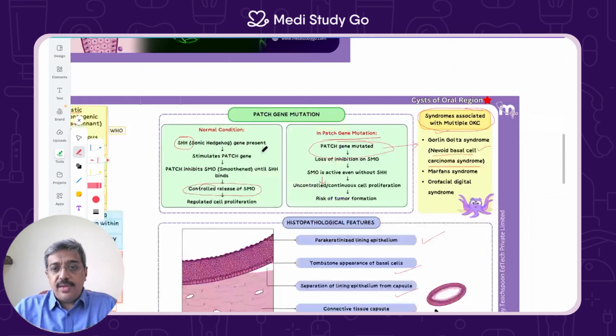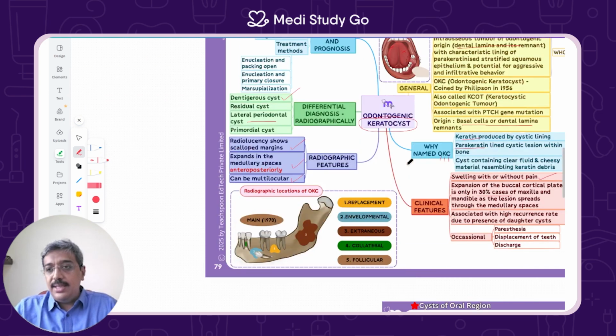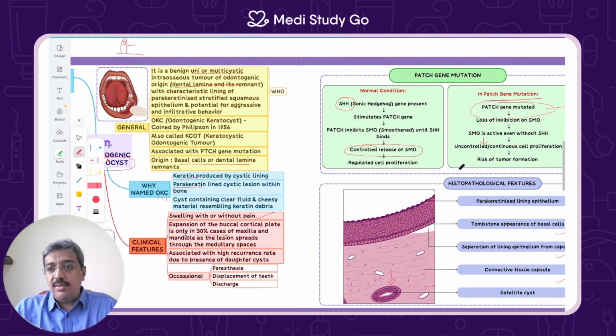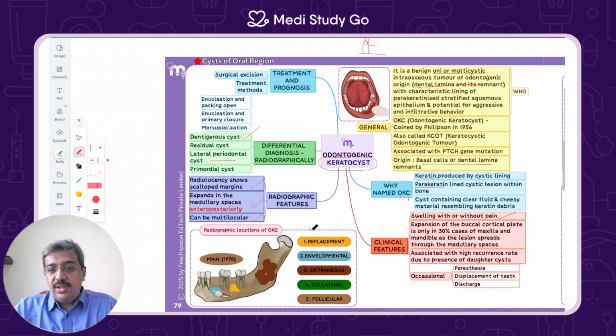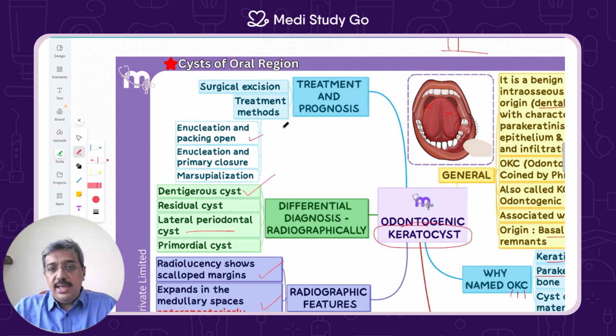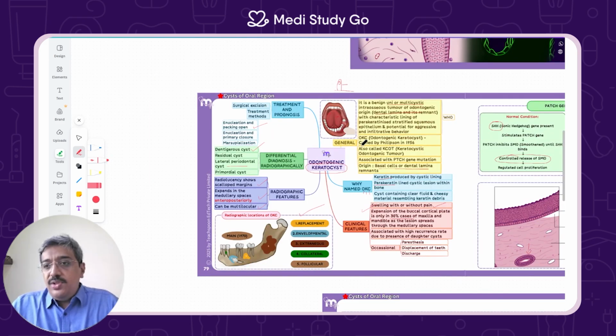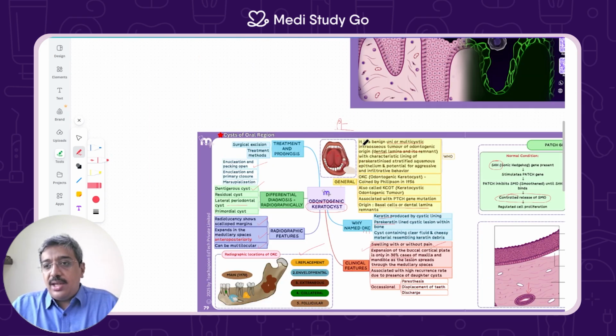So in brief, we have a mind map. We understood the various modalities of the origin of this particular cyst, the various radiographic features, and clinical features, and the treatment mainly involves enucleation followed by chemical cauterization. Since a lot of daughter cysts exist, they usually pack it with Carnoy solution so that those daughter cysts are not proliferative anymore. So that gives you a brief about the odontogenic keratocysts.